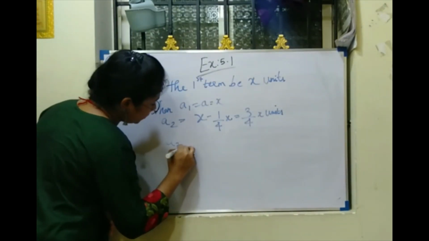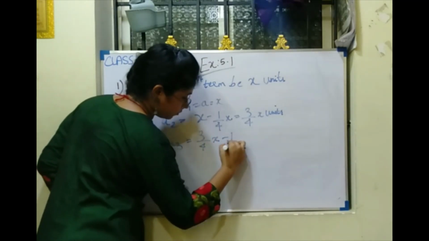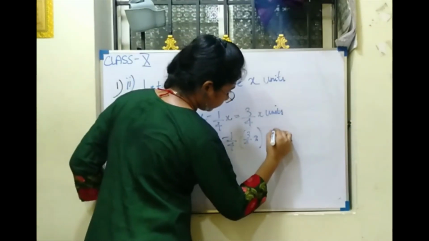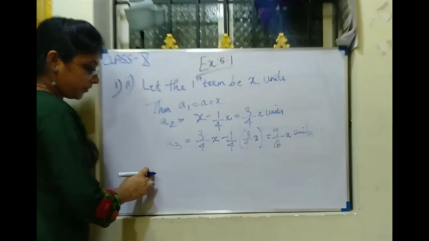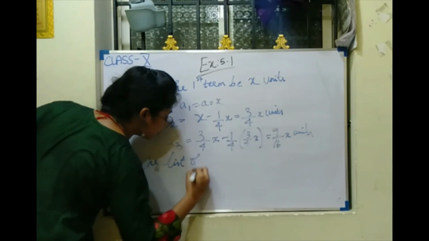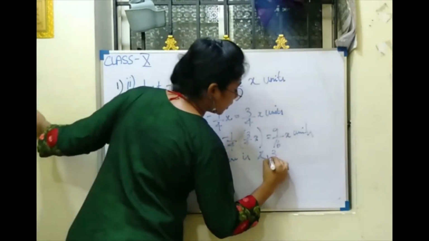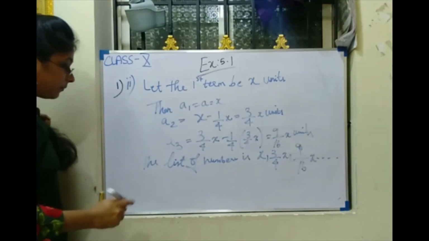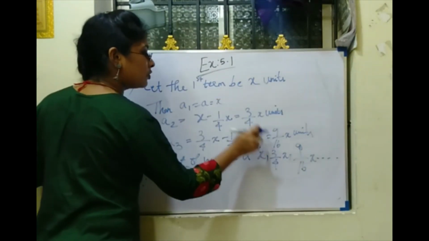Now, similarly, the third term will be your third term. So we have to form an AP. So the list of numbers is x, 3/4 x, 9/16 x, and it goes on. Okay, and you know that the common difference is not at all the same.